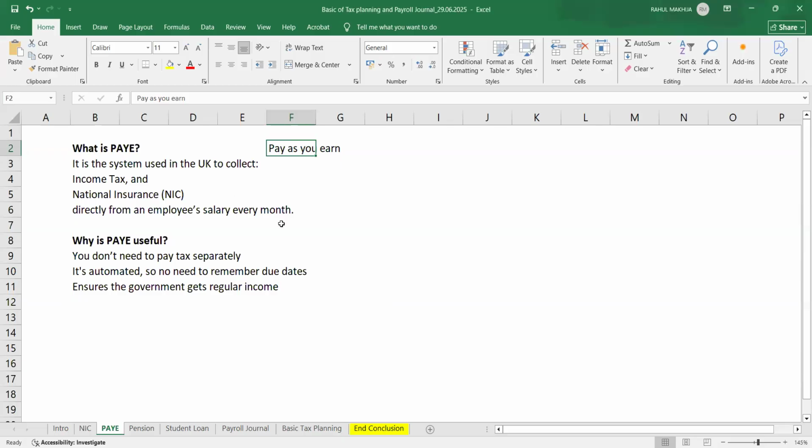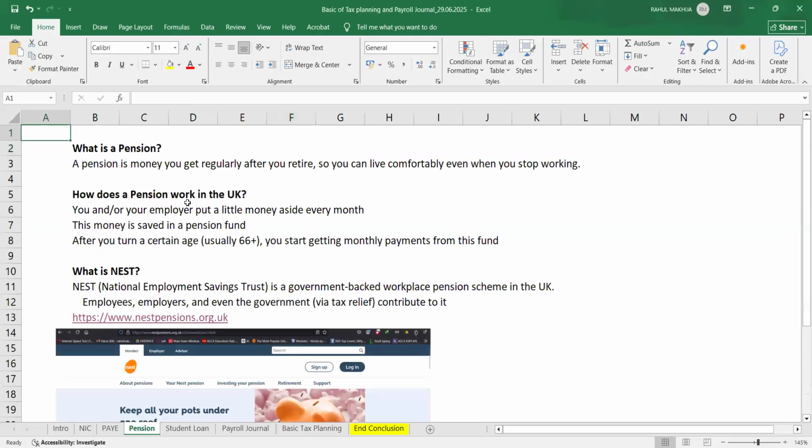Okay. Now moving forward to what pension is. A pension is money you get regularly after you retire, so you can live comfortably even when you stop working. And how does a pension work in the UK? You and or your employer put a little money aside every month. This money is saved in a pension fund. After you turn a certain age, usually 66 plus, you start getting monthly payments from this fund.